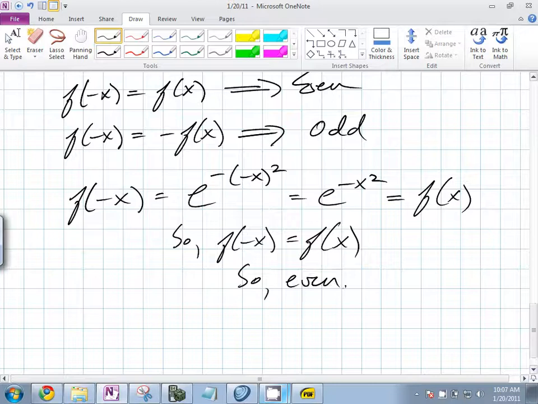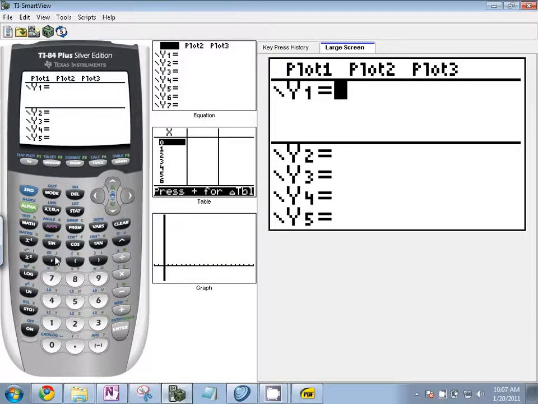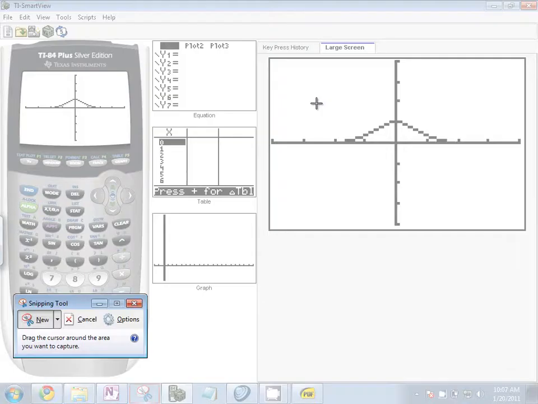You could also see it graphically if you wanted to. y equals e to the negative x squared. e is just a number, everybody. There it is. e is just a number. e is a number like pi. It's not a variable. No, it is a number. E is a number. That's right. It's just like pi. It's irrational.